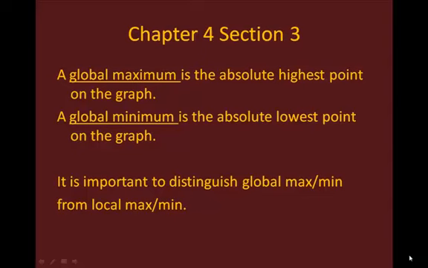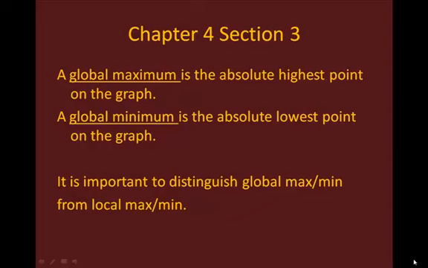Chapter 4, Section 3. In this chapter, we will learn about global maximums and global minimums. A global maximum is the absolute highest point on the graph, and a global minimum is the absolute lowest point on a graph. It's important to distinguish between global maximums and minimums from local maximums and minimums. Sometimes they overlap, but sometimes they are different.